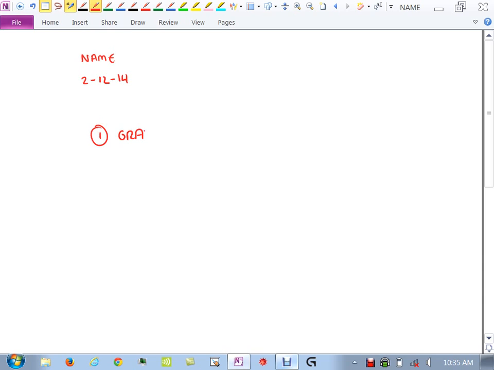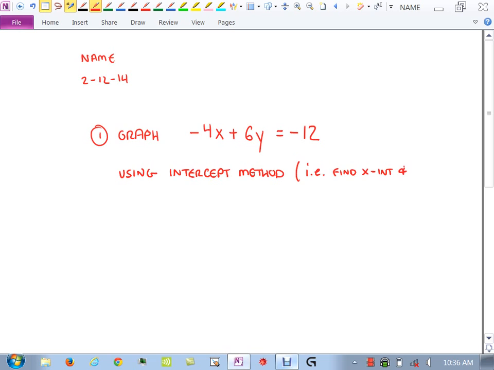Graph -4x plus 6y equals -12 using intercept method. In other words, find x-intercept and y-intercept.